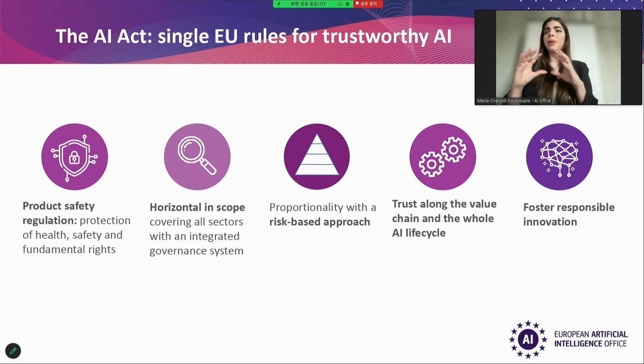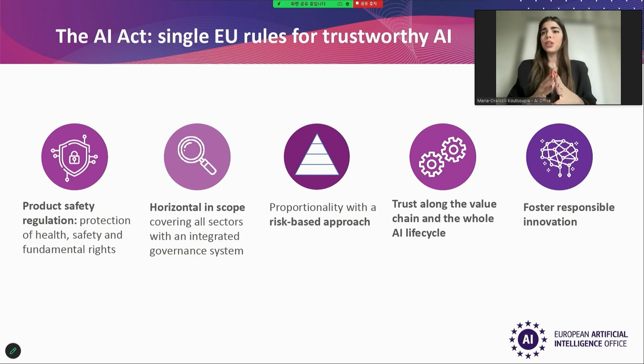There are some pillars along the way of the AI Act. The first pillar is that it is a product safety regulation. Its goal is to protect the health, the safety, and the fundamental rights of people, and it is oriented around a product and how this product should function, should operate, should not malfunction. Keep in mind that we see AI as a product. The second pillar is that the AI Act is horizontal in scope. That means that it covers all sectors with an integrated governance system. It's not AI in health, it's not AI in education, it's not AI in infrastructure. It's generally AI anywhere, incorporated in systems or outside of systems, standing alone.